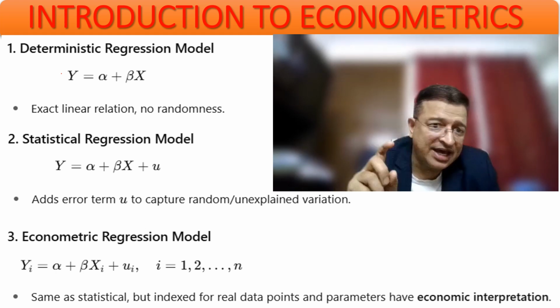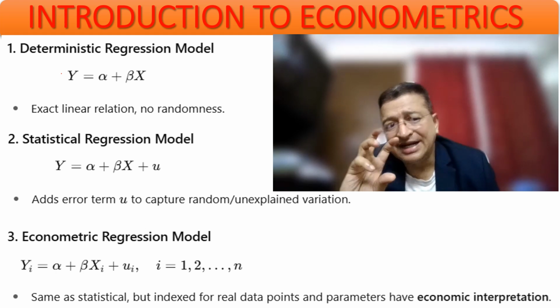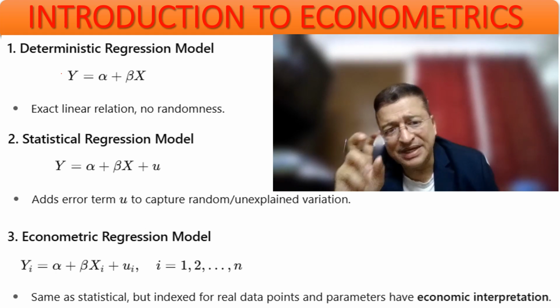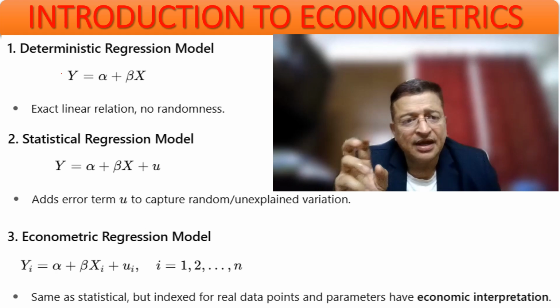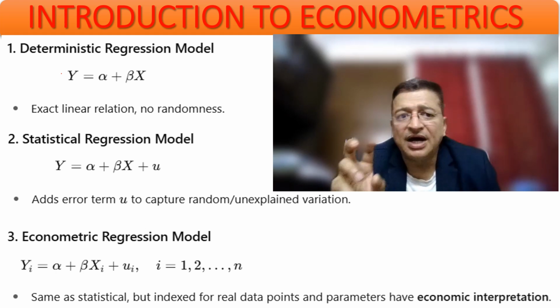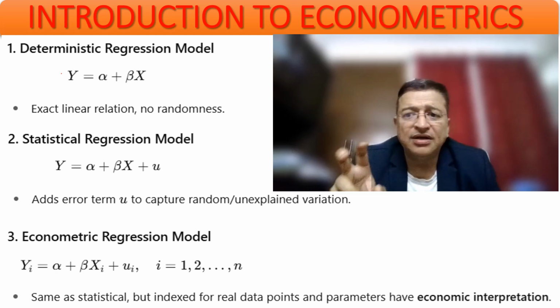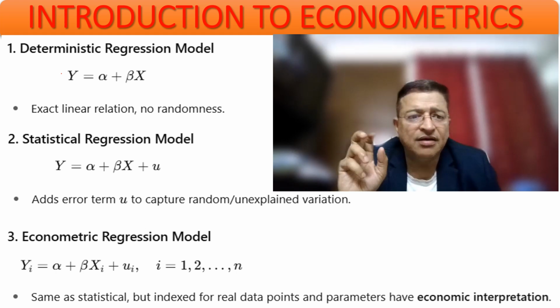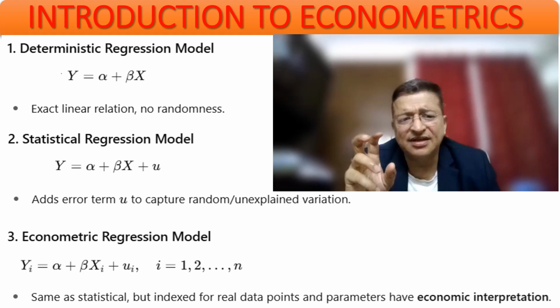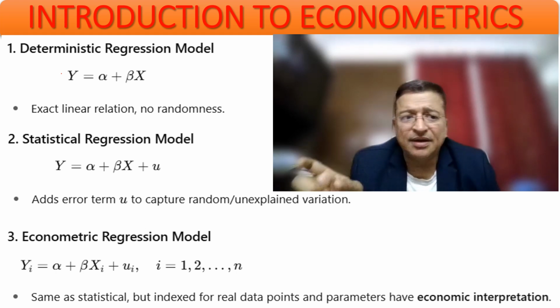Now, this has economic meaning. Alpha equal to 500 tells us about basic consumption need. And beta, suppose it is 0.75, is the marginal propensity to consume, crucial for understanding the multiplier effect in the economy. This is the econometric regression model: statistics with economic interpretation.